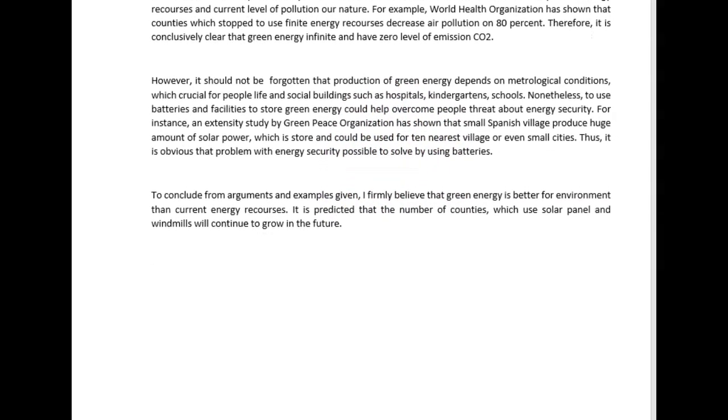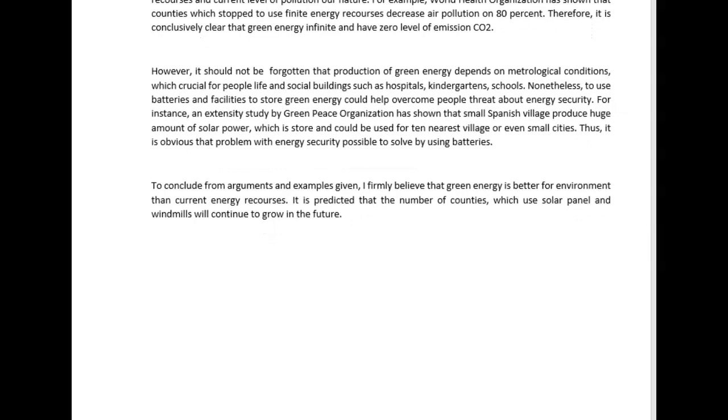Okay, moving on. To conclude from arguments and examples given, I firmly believe that green energy is better for the environment than current energy resources, spelled wrong. It is predicted that the number of countries, spelled wrong, which use solar panels, no comma, an S here, and windmills will continue to grow in importance in the future. All right.